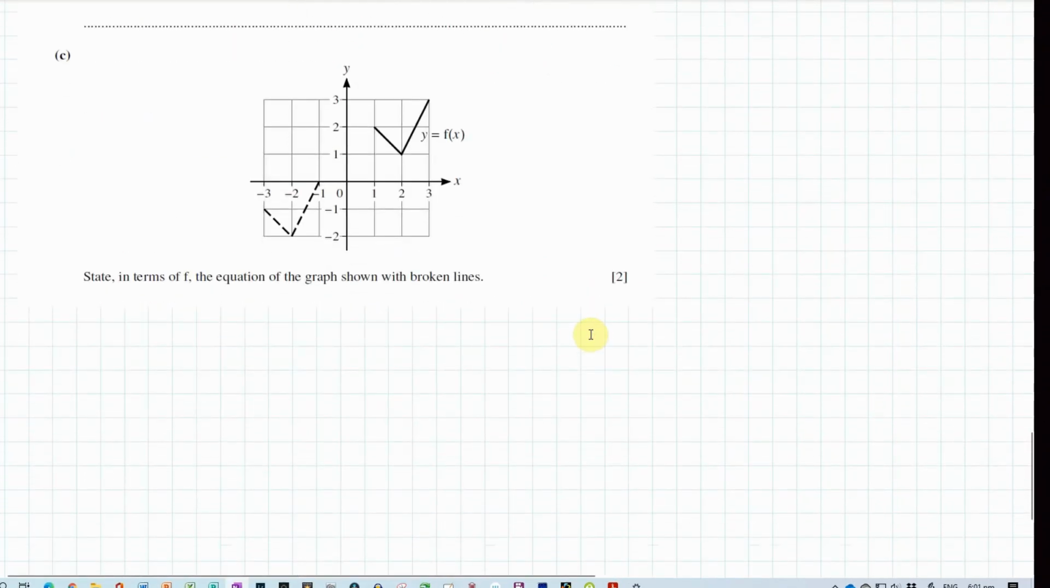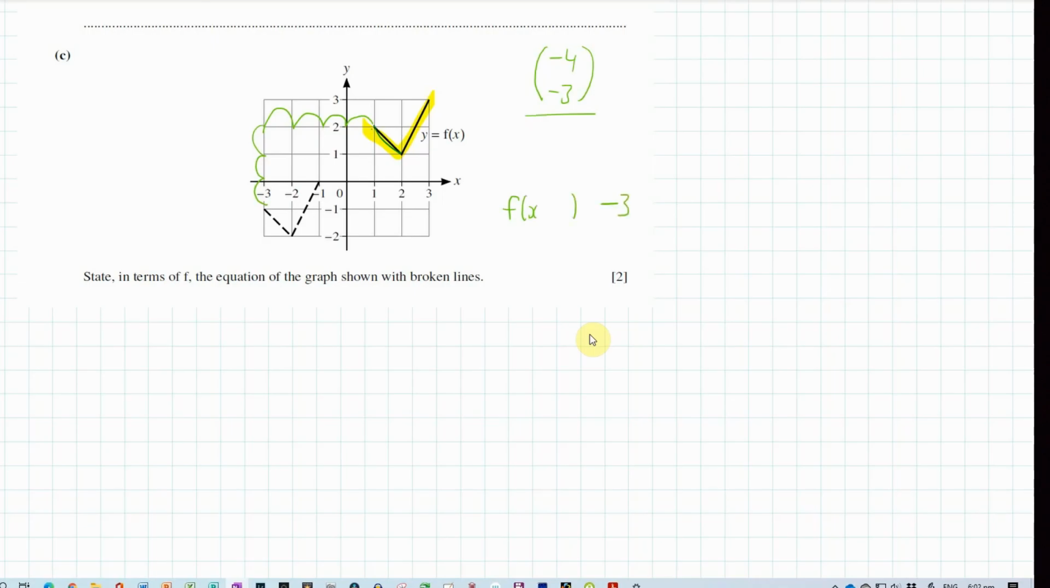I hope you can see this is a translation. This is our function here, and you can see that we've gone back 1, 2, 3, 4, so minus 4, and then we've gone down 1, 2, 3, so minus 3. How do we describe translations? Well, with our function, we've gone down 3, so we go minus 3.